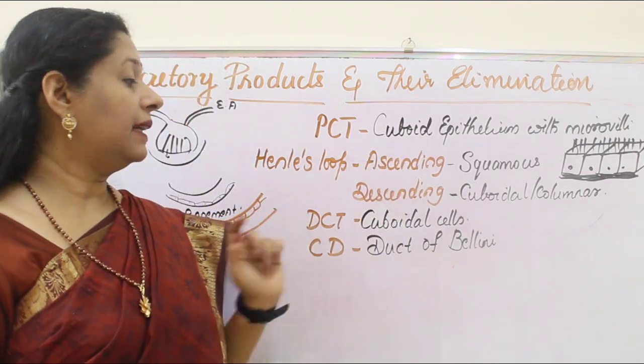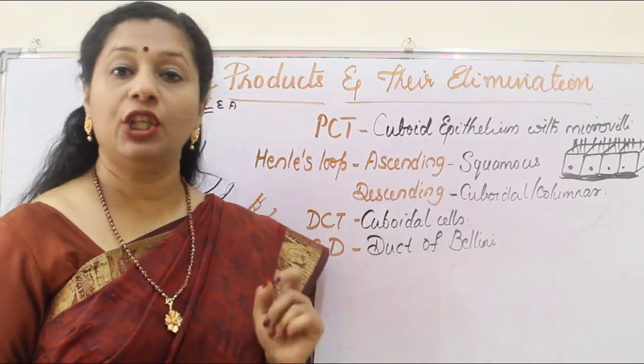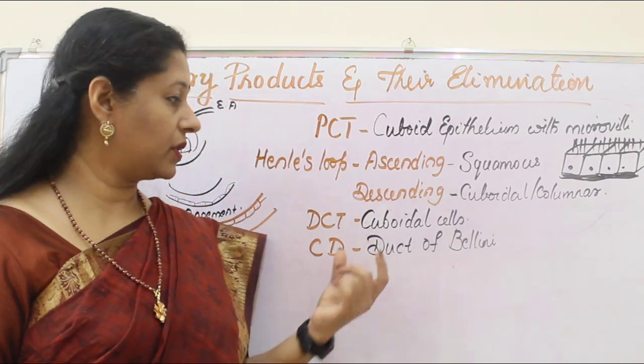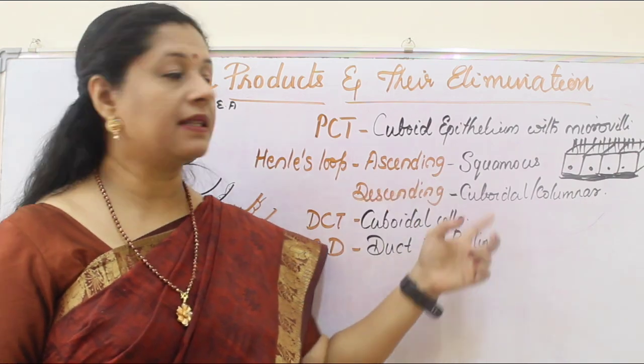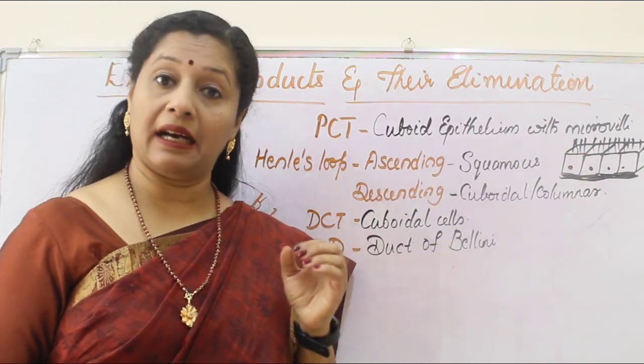In the Henle's loop, the reabsorption is not similar to that in the PCT, where the maximum reabsorption happens. Then the DCT, distal convoluted tubule. There we have again cuboidal cells which are supportive in nature, but here the difference is they do not have a brush border appearance because their number of microvilli is less.